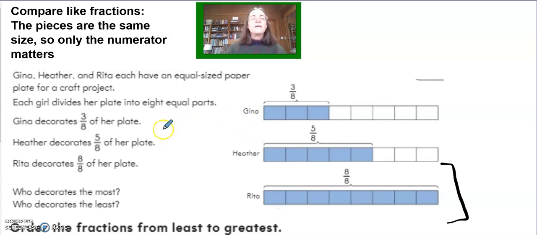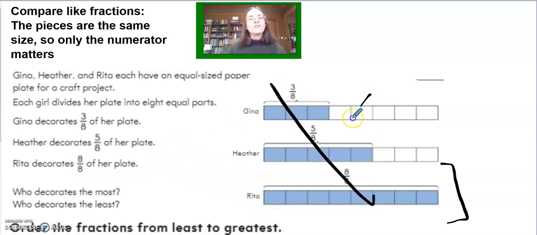So Gina, Heather, and Rita each have an equal size paper plate for a craft project. Each girl divides her plate into 8 equal parts, so we must be dealing with fractions, equal parts. Gina decorates 3/8 of her plate. Heather decorates 5/8 of hers. Rita decorates 8/8 of her plate here. Who decorates the most? Who decorates the least?